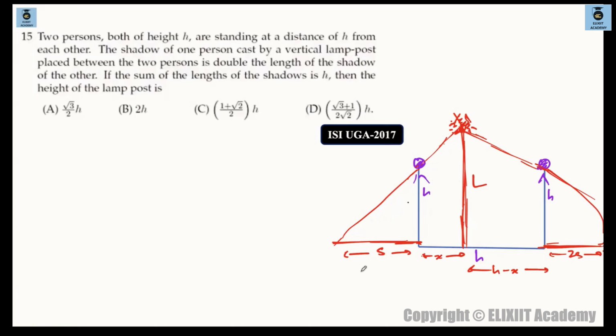अच्छा, one thing we can see from here, the sum of the lengths of the shadows is h. The sum of the length of the shadows is h. मतलब क्या है कि s plus 2s is h. S plus 2s is given to be h. माने 3s is h. So s is what? h by 3. S can be converted in terms of h. So s is basically h by 3 और 2s is basically 2h by 3.